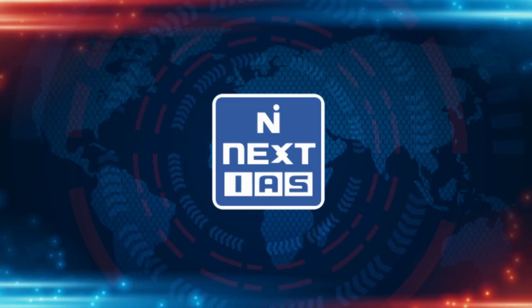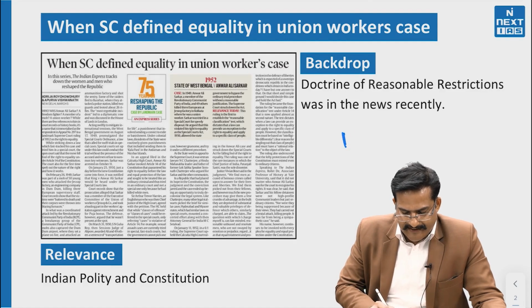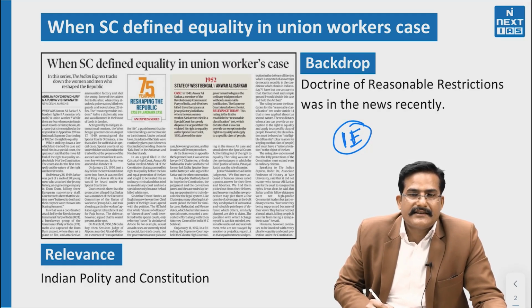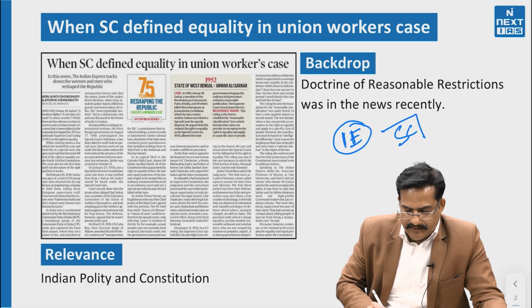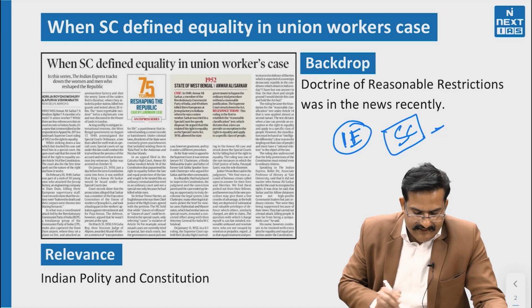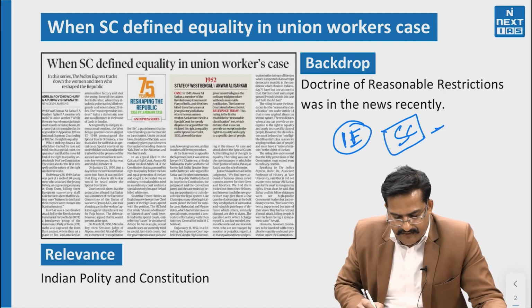Let us begin. So let us discuss the first article, that is related to Indian Express newspaper, right? And they have started a very good series on the various aspects of the Supreme Court decision that became the landmark judgment, right? And the article says when SC defines equality in union workers case, right?